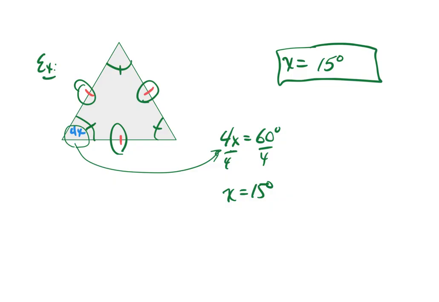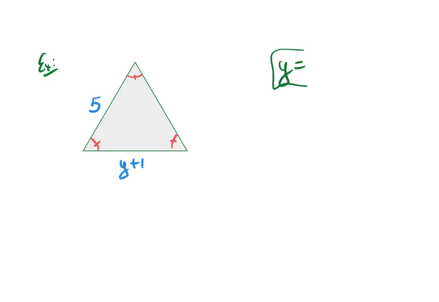Okay? Or if I gave you a problem like the following, and I showed you in the problem that all three angles are equal, and then I gave you, let's call this side 5, and let's call this side y plus 1, right? Could you then find the value for y?